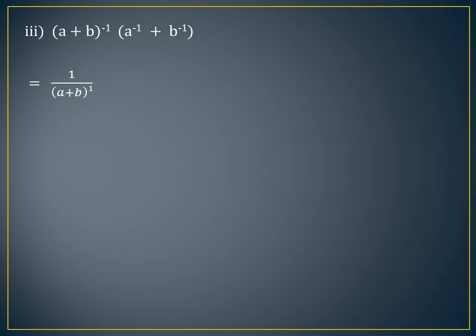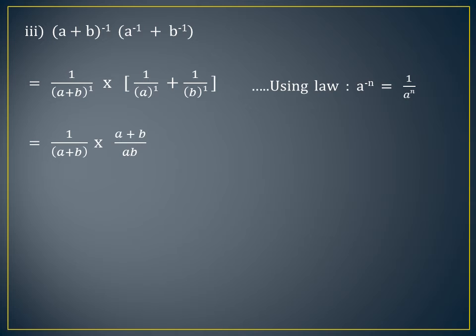So that gives us 1 upon (a plus b) the whole raised to 1 into (1 upon a plus 1 upon b). Now if we take the LCM of the terms in the bracket, we'll have the LCM as ab. So it will be (a plus b) upon ab. So if we solve it further, we'll have 1 upon ab as the answer.